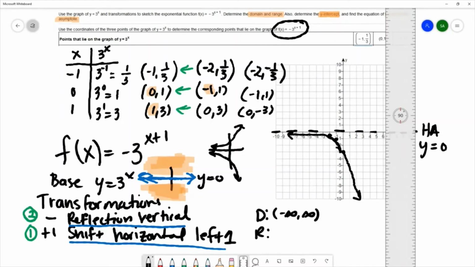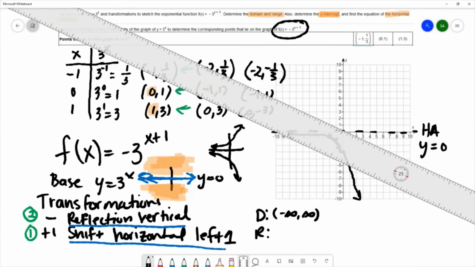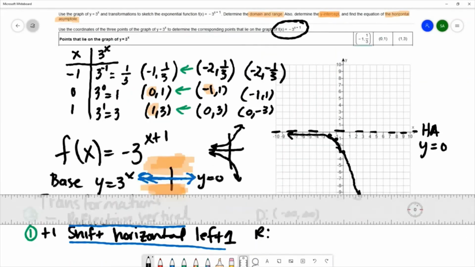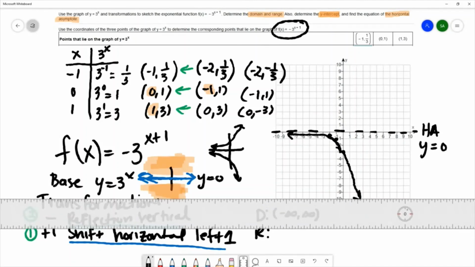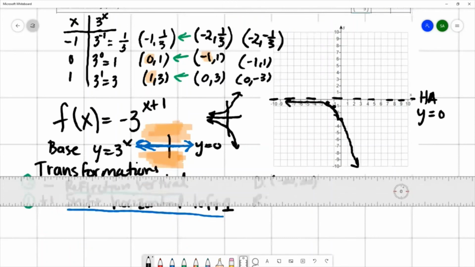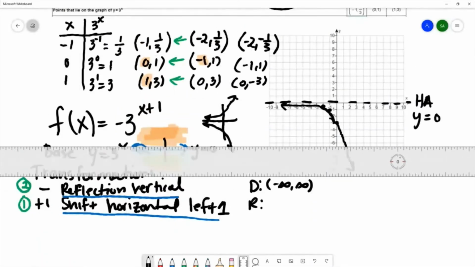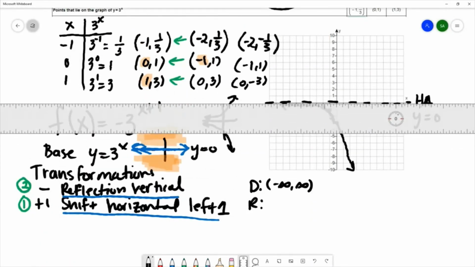For the range, we're going to hold our ruler horizontally and go from bottom to top. The first time you hit the graph would be at -infinity, and you're going to continue to hit the graph until you get to the x-axis. That's where that horizontal asymptote is. You're going to have a range from -infinity to 0, and since you never reach the horizontal asymptote, we don't put a bracket on 0. We never reach that value of 0.